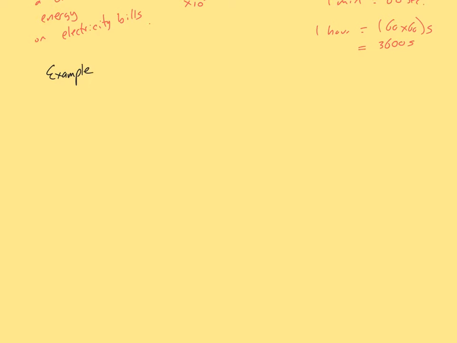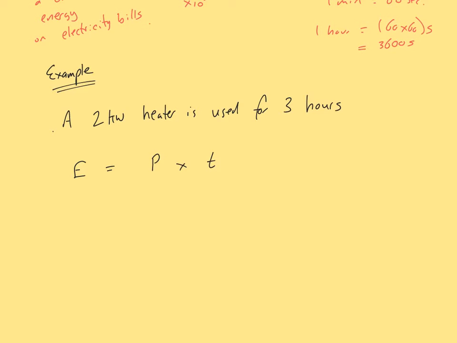Okay, so let's look at an example. In this example, let's have a 2 kilowatt heater. Let's have it used throughout the day for a total of 3 hours. And the question would be, how much energy has been used or how much energy has been transferred. So it's the same equation as before. Energy equals power multiplied by time, with the thing that we need the power to be in kilowatts and we need the time to be in hours, which in this question they already are.